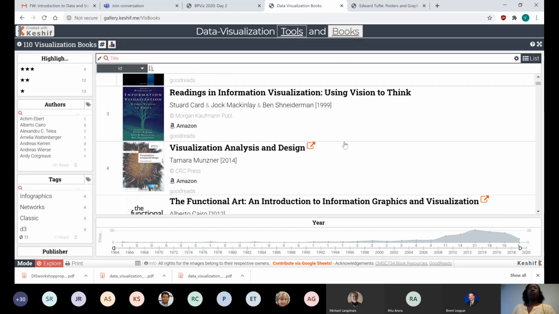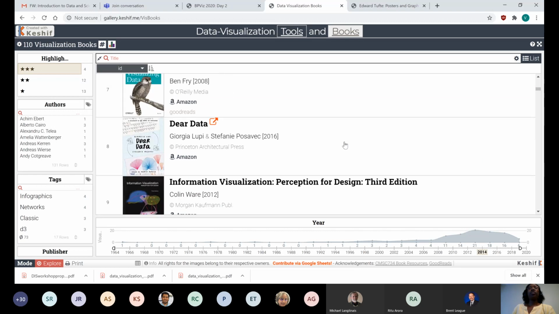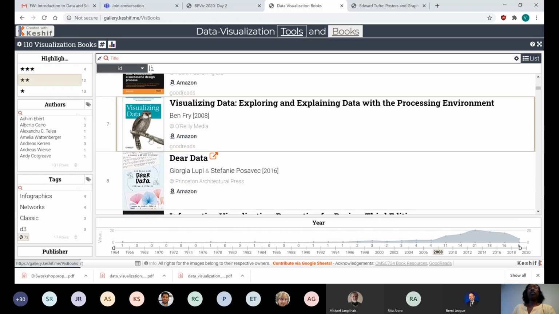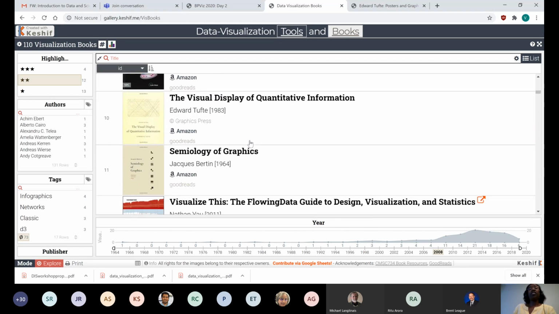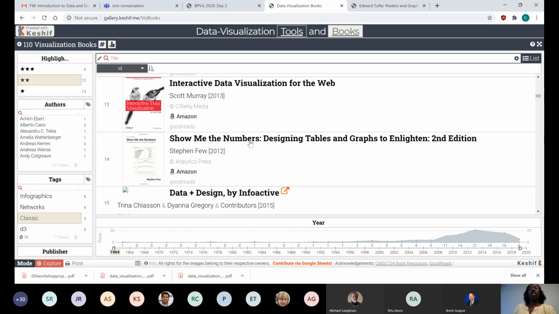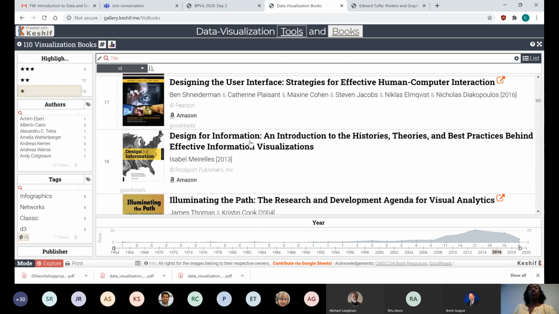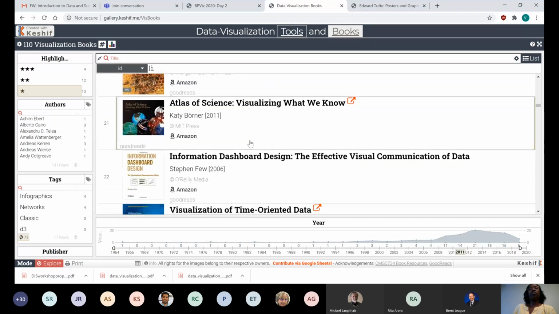So these are all different types of data viz books. This is the Ben Fry book that I've mentioned, that we talked about with the data visualization process. It is available here, or there's a link to it. If you're interested in it, I would definitely encourage you to take a look at that as well.